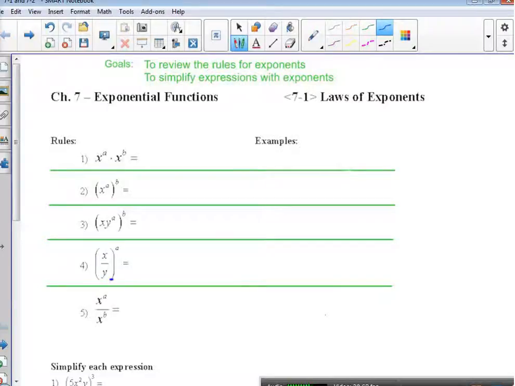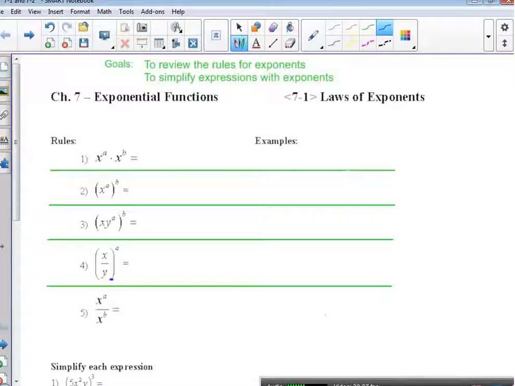For this chapter, we're going to be looking at exponential functions, and we're going to start off with the laws of exponents for 7.1 and 0 and negative exponents for 7.2. So starting off with the laws of exponents, these should be review.